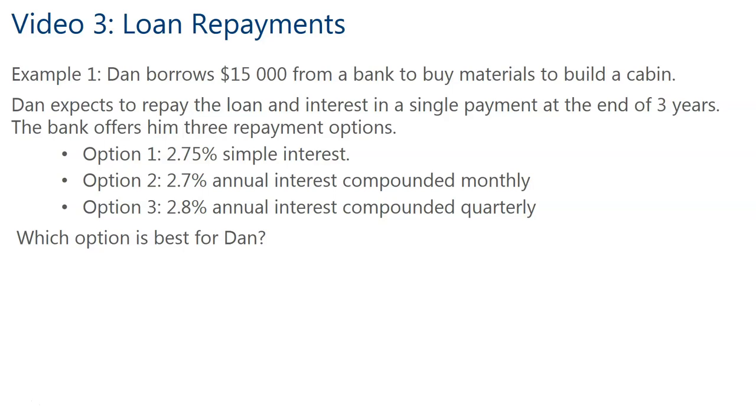Option 1. They offer him a 2.75% simple interest rate. Option 2, 2.7% annual interest rate compounded monthly. Or option 3, a 2.8% annual interest rate compounded quarterly. Which option is best for Dan?